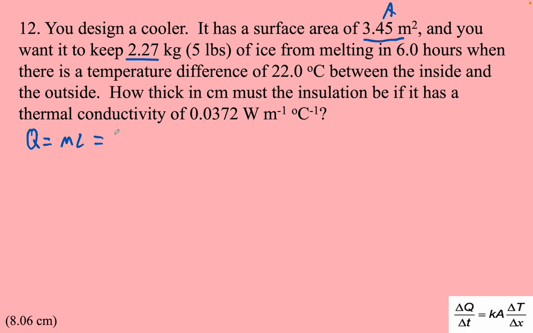And it's always on the test if I give it to you or whatever. You don't need to memorize that. So 2.27 times 3.33 times 10 to the fifth, and that is joules per kilogram, right? So the heat needed to melt this ice is 2.27 times 3.33 E5, which is 755,910 joules. All right, so that's the heat needed to melt this ice.